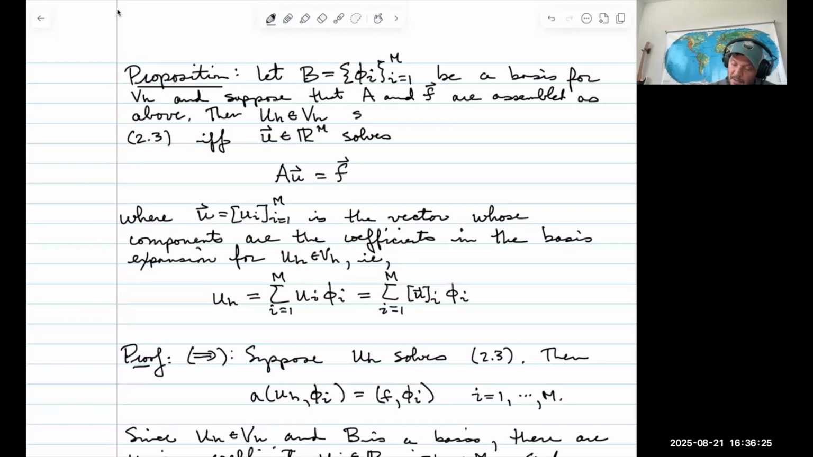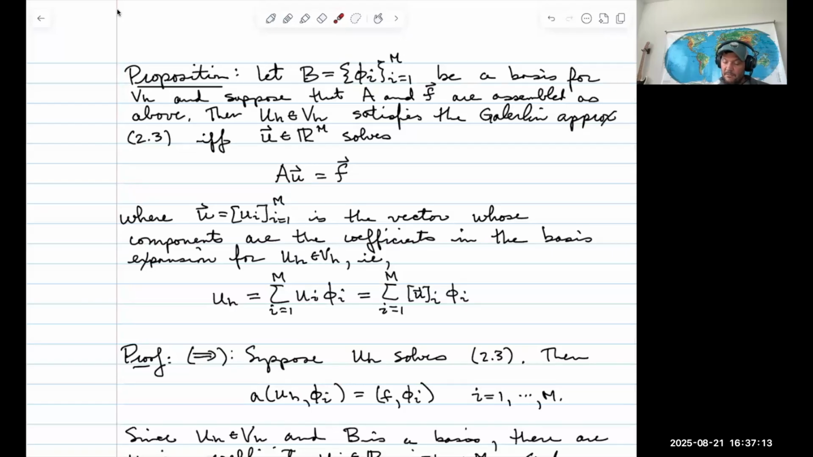All right, then u_h in V_h solves the weak problem 2.3, that is the Galerkin approximation, if and only if, and actually I want to write it like that. So let's say it like that. u_h satisfies the Galerkin approximation 2.3 if and only if the vector u, what is the vector u?